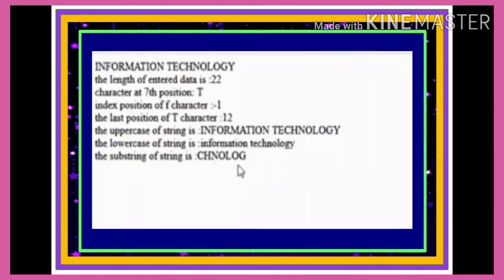The output shows the string CHNOLOG, meaning the remaining 7 characters from the 14th position. The 14th position character is C. So the arguments 14, 7 will return 7 characters from the 14th position. Here the highlighted characters are up to the 13th position, so the 14th position is C, and it will display the next 7 characters from the C.